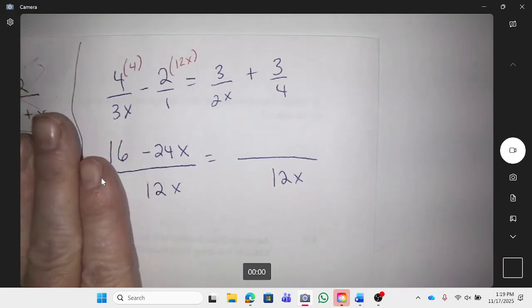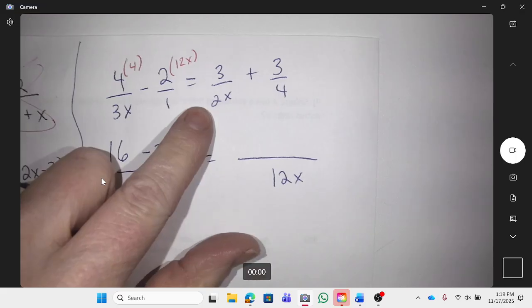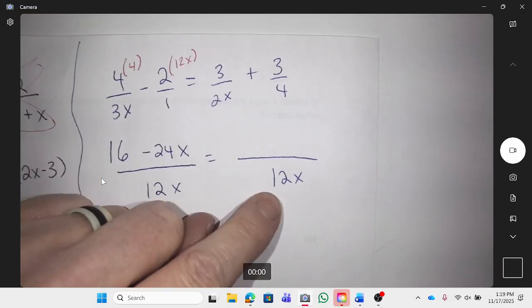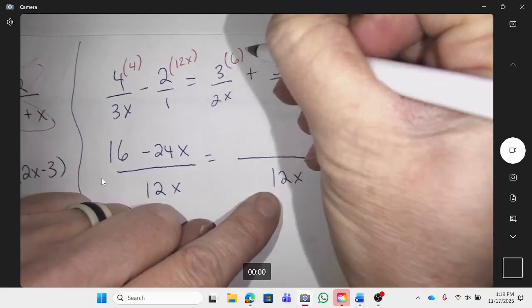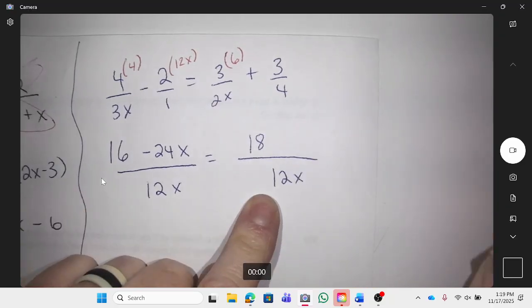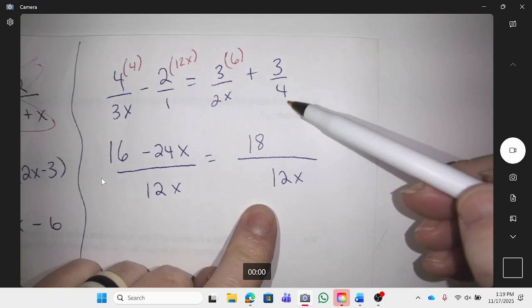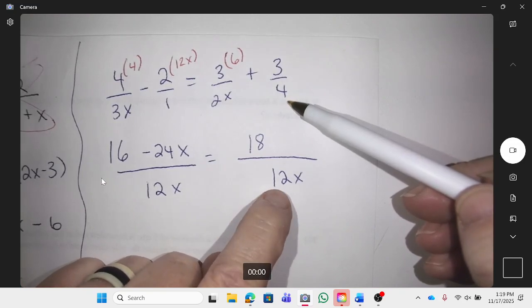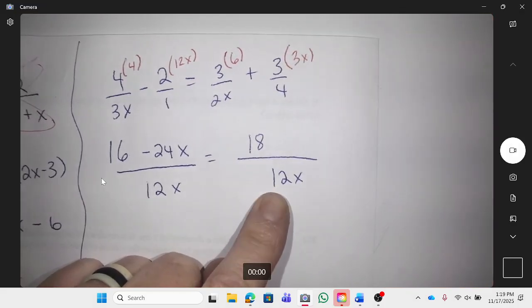Okay, make sure at this point you move to the other side, right? Keep sides separate. 2x, how did we change it? We changed it by 6, so now we have 18. And over here we had a 4 underneath, and now we have a 12x underneath, so that got changed by 3x.